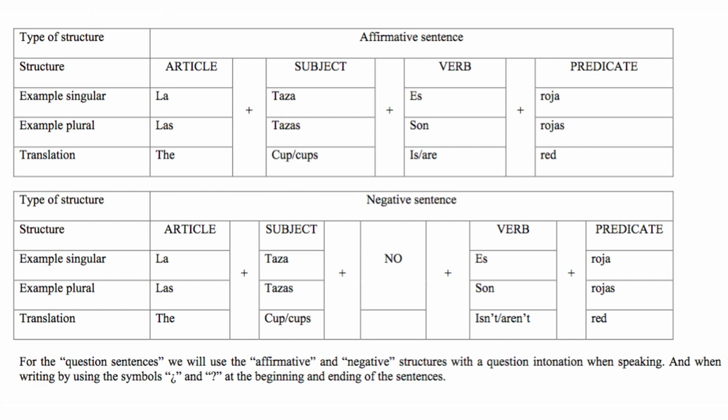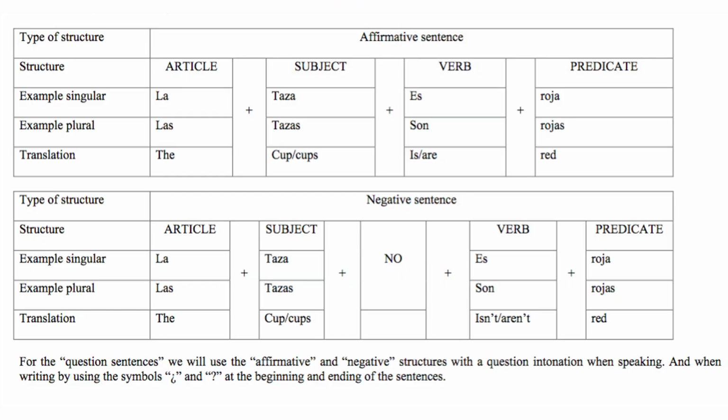In order to choose the right verb between ser and estar, we need to ask ourselves the question, is it always red? Is the cup always red? In this case, the answer is yes, because let's say they created it to be red. So we're gonna say, la taza es roja.